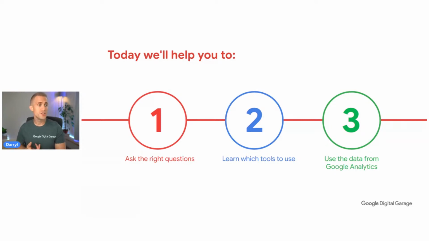So number 1, we're going to jump into ask the right questions. Now, this is really, really important because as overwhelming as the content or the data can be, by asking the right questions, we can refine our focus to get the information that we're looking for. Then we're going to go ahead and jump into learn the tools which we can use. Now, Google Analytics is just one tool that you can use. There are so many more tools and platforms that you can jump into for insights and to understand more about your customers. Last but not least, we're going to jump into use data with Google Analytics.